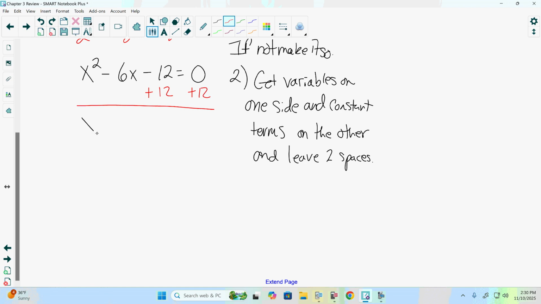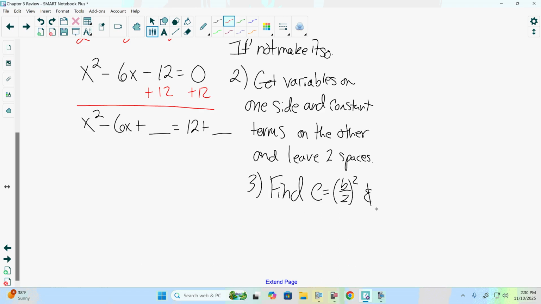Notice that we have x squared minus 6x plus blank equals 12 plus blank. We have our x squared and x term on one side. We have our number without x on the other. We have our 2 spaces. Now that brings us to the third step, to find c, which is equal to b over 2 squared, and plug in.